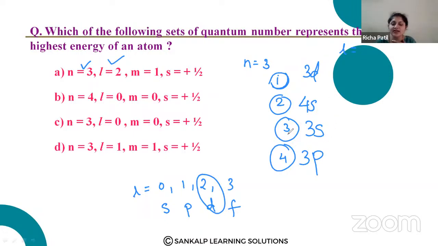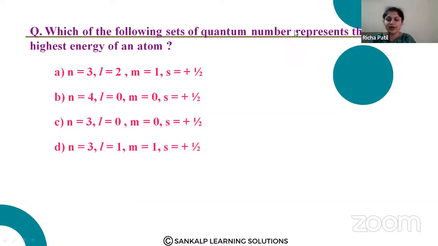Among these, which will be the highest energy? When you are filling the electrons, they go from lower energy to higher energy. So it is 3D, option A. The correct answer is A. So 1s, 2s, 2p, 3s, 3p, 4s, like this you fill up the electrons. Like that, 3D will have the highest energy of an atom. This is the way you solve the question.